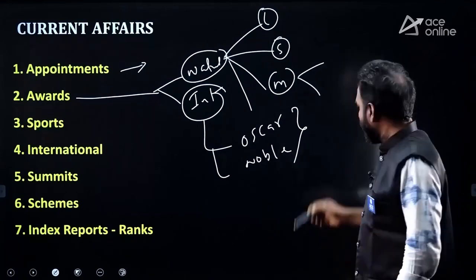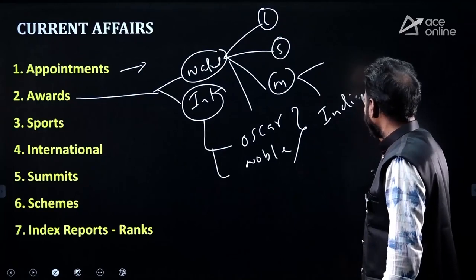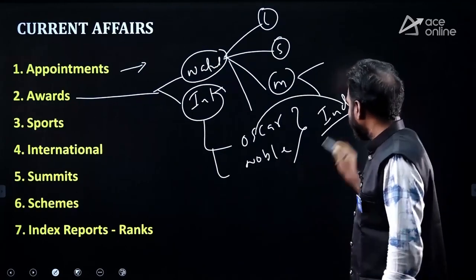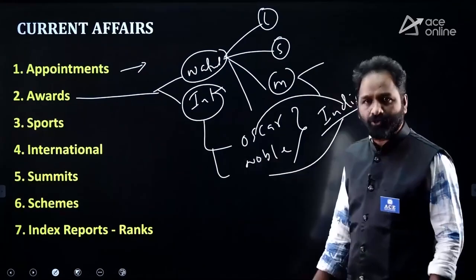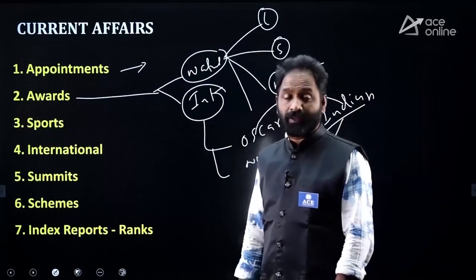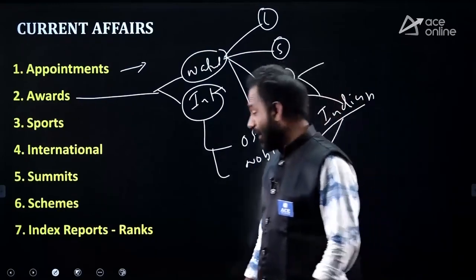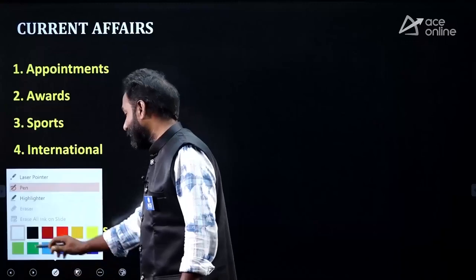You have to remember that. And also the history of Indians in the Oscar awards, the history of Indians in the Nobel Prize, you have to remember. Abel Prize, Nobel Prize, Man Booker Prize, World Water Prize, World Food Prize, like that many prizes are there.